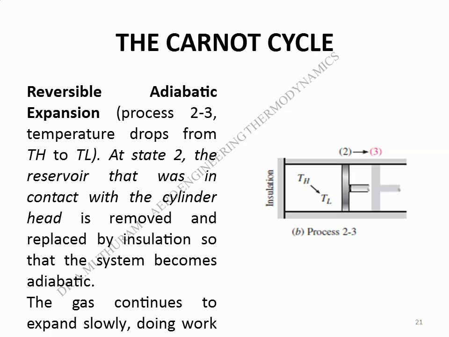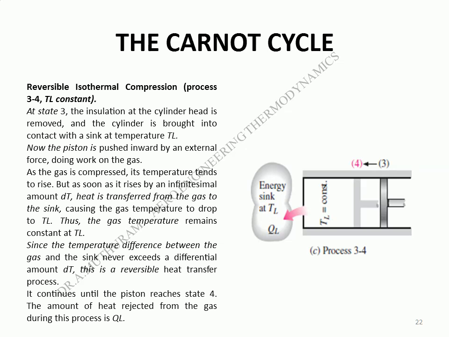At state 2, the reservoir that was in contact with the cylinder head is removed and replaced by insulation so that the system becomes adiabatic. The gas continues to expand slowly, doing work on the surroundings until its temperature drops from TH to TL, state 3. The piston is assumed to be frictionless and the process to be quasi-equilibrium, so the process is reversible as well as adiabatic.